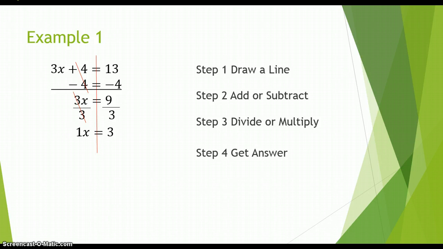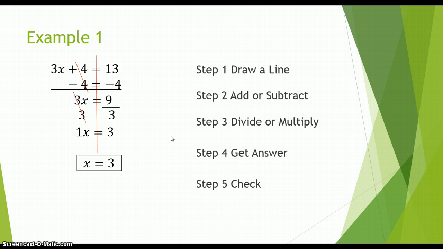Step number 4 is I want to get my answer. And 1x equals 3 is the exact same thing as saying x equals 3. Remember, a variable written by itself implies that there is an invisible one in front of it.